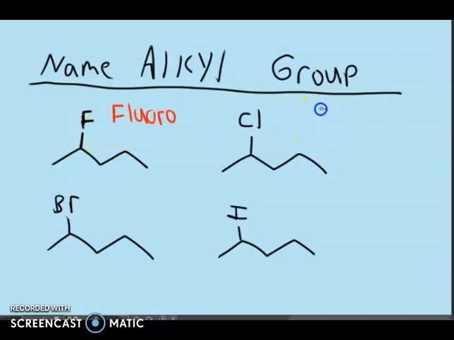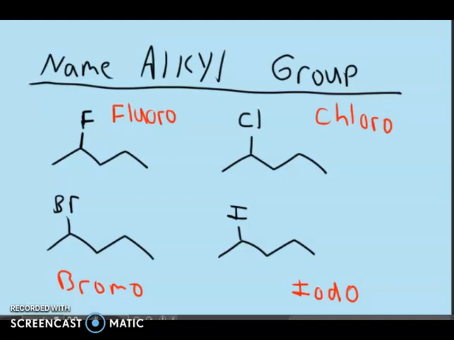And chloro will be CHLORO. And bromo, BROMO. And iodo, like that. I don't have enough time because I've got a 15-minute limit, so feel free to try to finish these on your own.